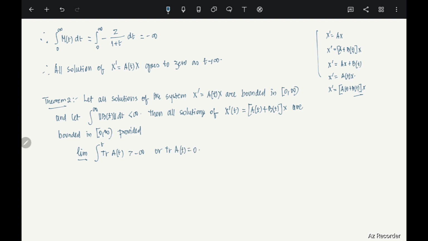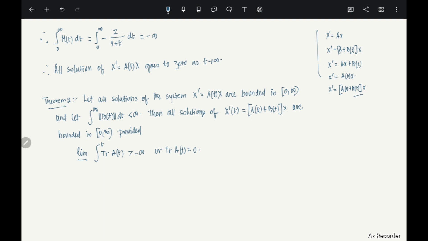Here what it is saying is this: if you have a perturbed system and you want to see whether all solutions of the perturbed system are bounded or not, what you have to do is find out if all solutions of the homogeneous system are bounded, and the integral up to infinity of the norm of B(t) dt is finite.